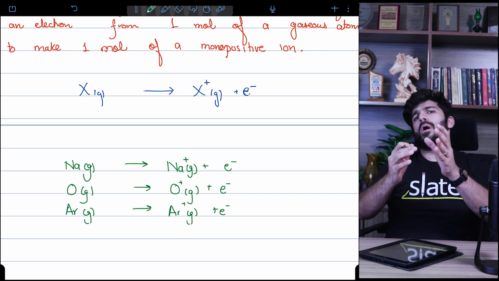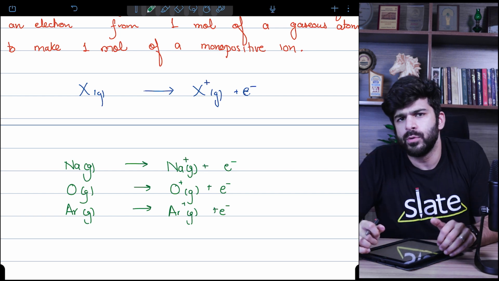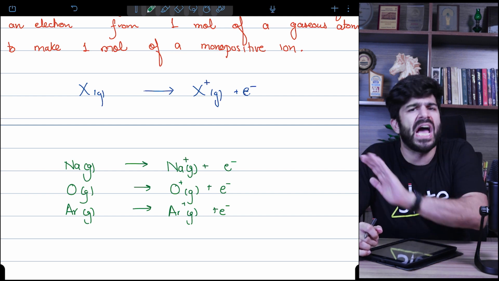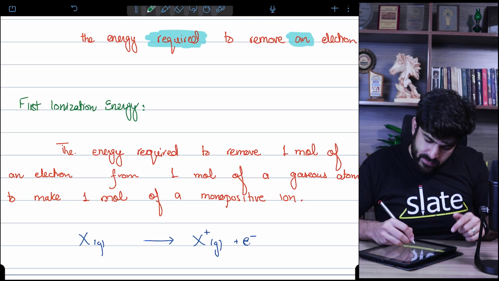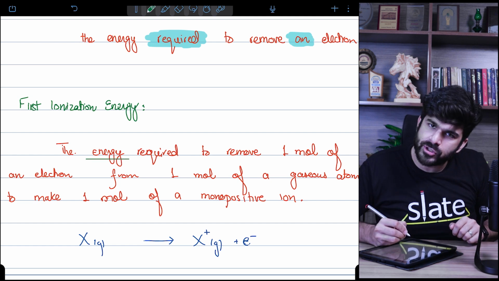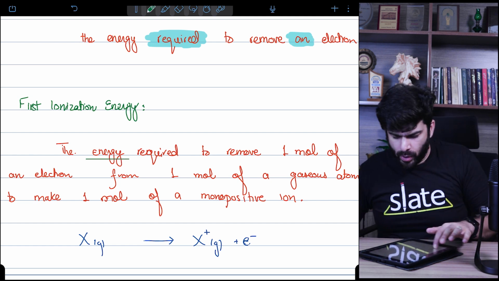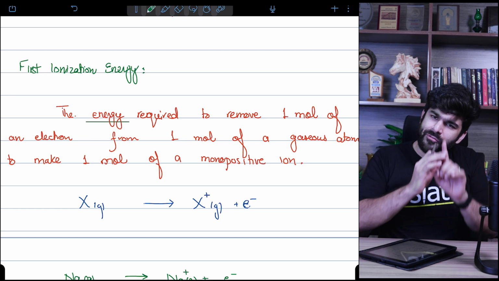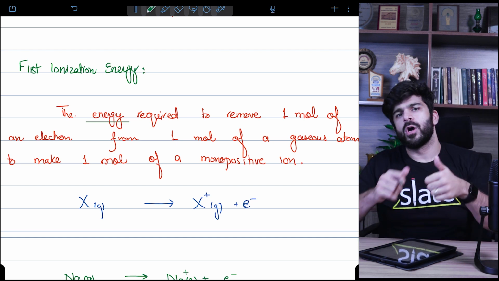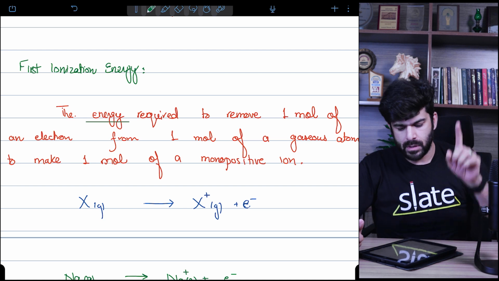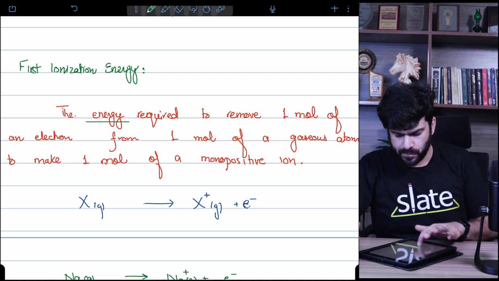So, by this, what I'm trying to tell you is that we can remove an electron whenever we want. All we need is energy. So that is what we know. But this is the first ionization energy: one electron is removed from a gaseous atom to make a monopositive ion.